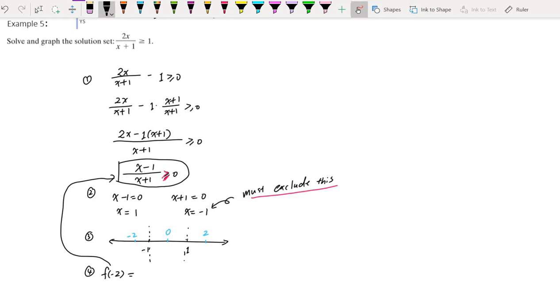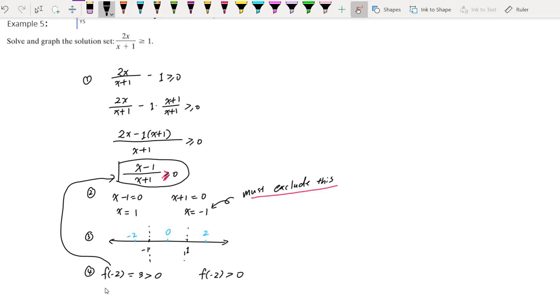We're going to plug in -2. That will be negative for the numerator and negative for the denominator, right? So the whole thing gives me -3 over -1, or you can just remember negative divided by negative gives you a positive. So that means you will get greater than 0. Again, on the test, all you have to do is write it this way. That's good enough for me.